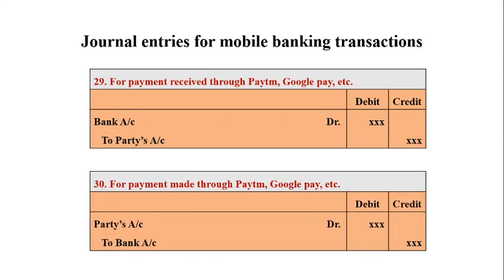30. For payment made through PAYTM, Google Pay, etc. Now the accounts involved again here are party's account and bank account. Party receives the money, therefore party's account is debited. Bank makes the payment, so bank is credited. So the journal entry is party's account debit to bank account.